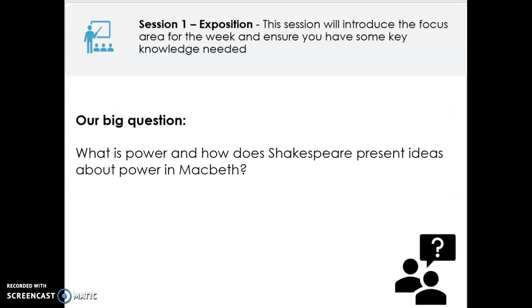So straight into session 1 for this week then. So the knowledge setting task. We're going to try and answer the big question: what is power and how does Shakespeare present ideas about power in Macbeth? Okay, so the idea is by the end of this session, you will be able to answer that and you will feel that you've revisited the content enough to know that.